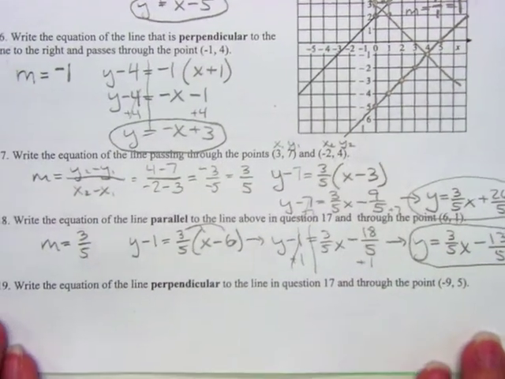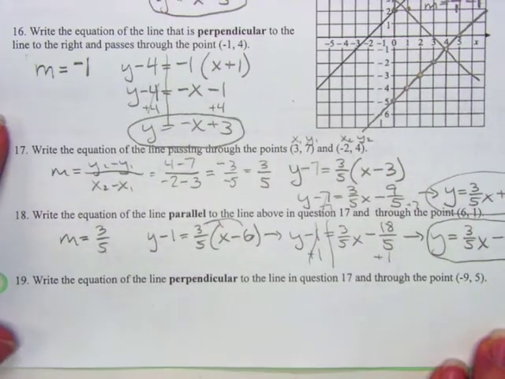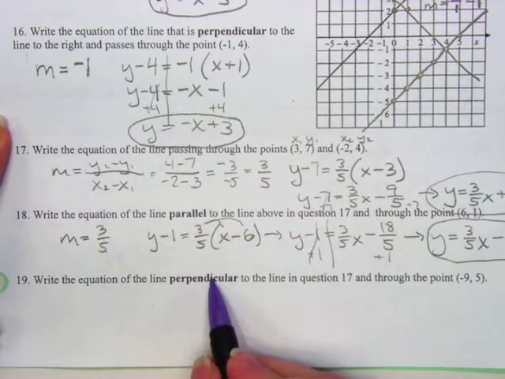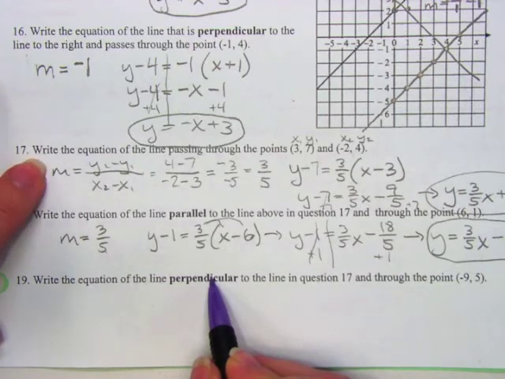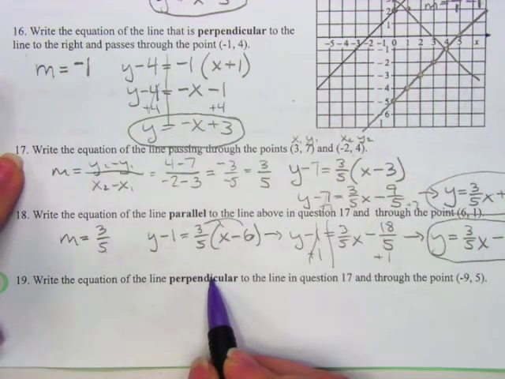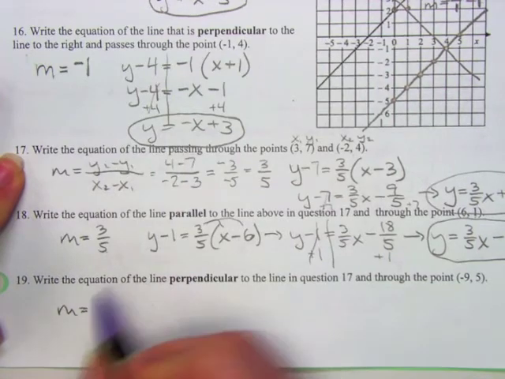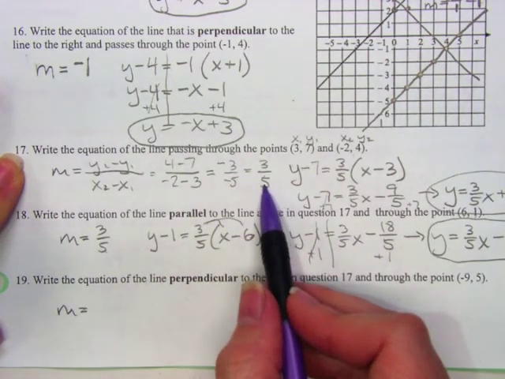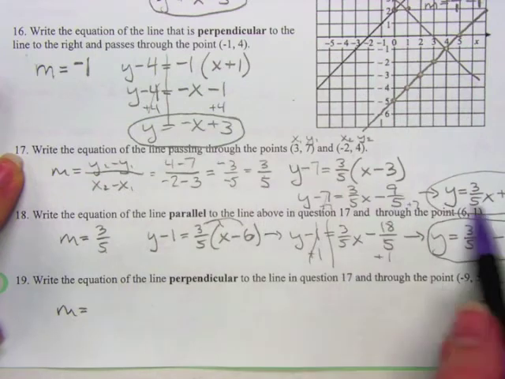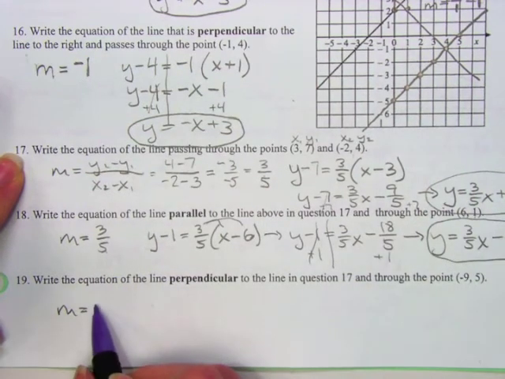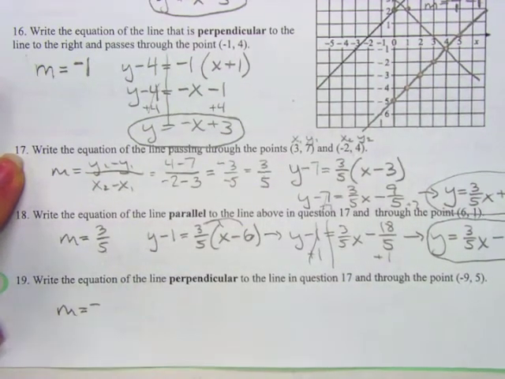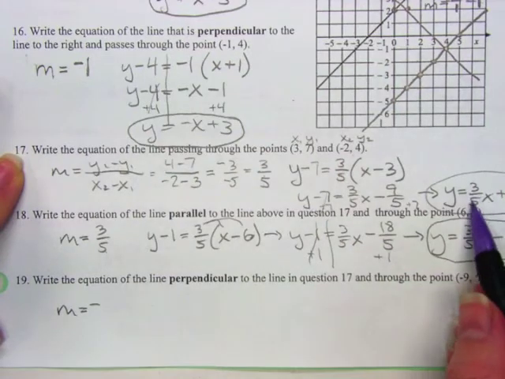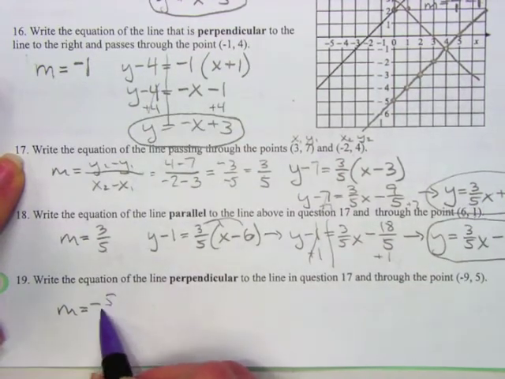Okay, one more. You can do it. Now we're going for perpendicular. Back to line in question 17. We want to be perpendicular to that line in question 17 and go through the point negative 9, 5. So perpendicular, opposite reciprocal slope. M equals, before it was 3/5. We see it in a couple different places or all the way at the end here. Slope was 3/5, so now we need opposite, so it's negative. Reciprocal, flip that over. 5/3 this time.